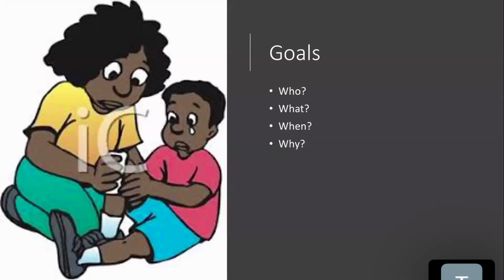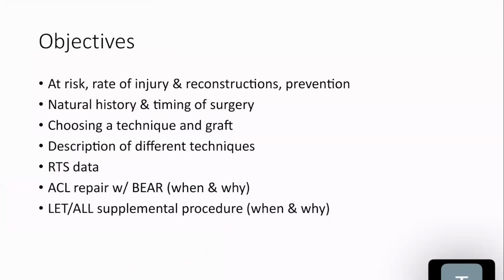So the goals for this talk: we're answering the who, what, when, and whys of pediatric adolescent knees in regard to ACL tears and how to treat them. So who gets these injuries? What surgical techniques can we offer them? When do we offer them? And then why should we offer these specific techniques for these patients?